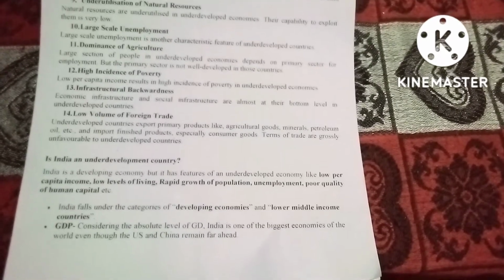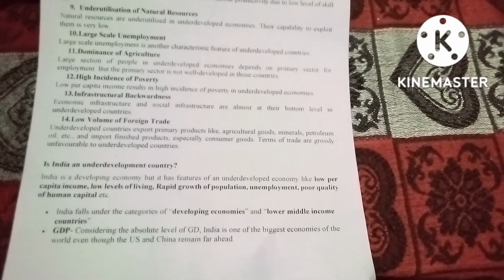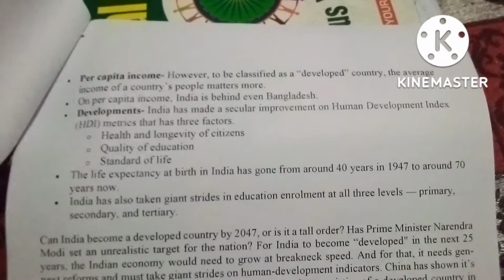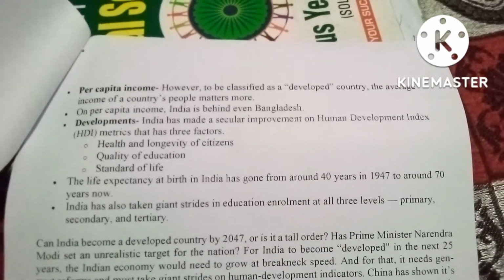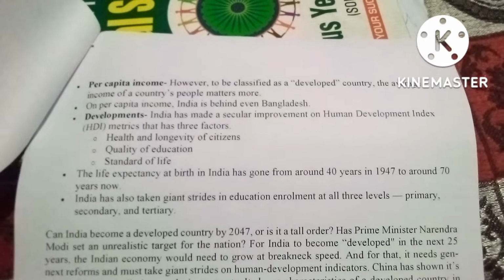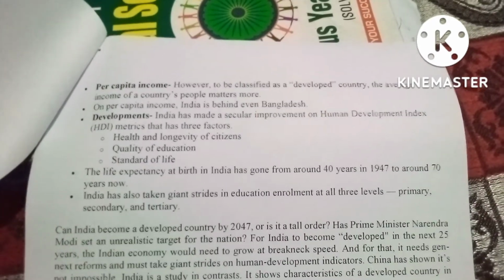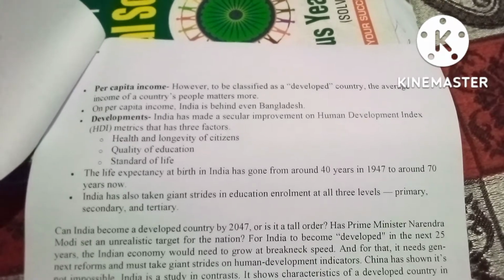Gross domestic product: considering the absolute level of the gross domestic product, India is one of the biggest economies of the world, even though the United States and China remain far ahead. Per capita income, however, matters more to be classified as a developed country, the average income of the country's people. On per capita income, India is behind even Bangladesh.